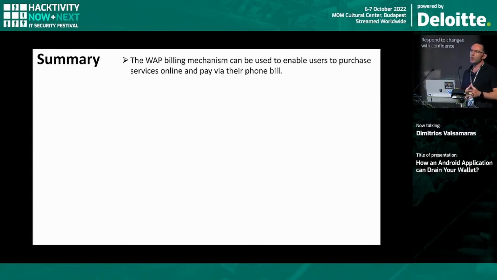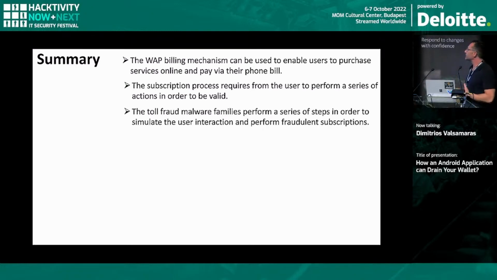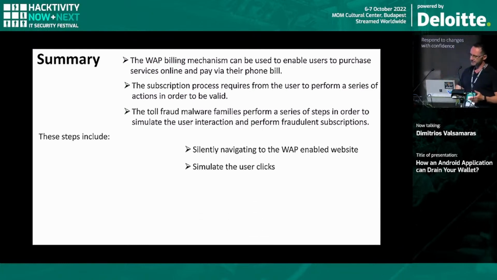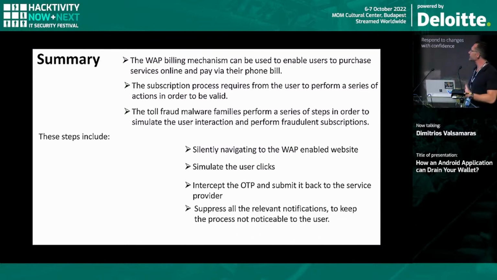We said we have a WAP billing mechanism which can be used to enable users to purchase products and services online and get charged directly to their phone bill. Then we have the subscription process, which requires the user to take some steps in order for it to be valid. Then we have the toll fraud from the other side, malware, which performs these steps in order to simulate the user interaction with the service and perform what we call a fraudulent subscription. These steps include navigating to the WAP-enabled website, simulating the user clicks, intercepting the OTP and sending it back to the server, and finally keeping this whole process silent.